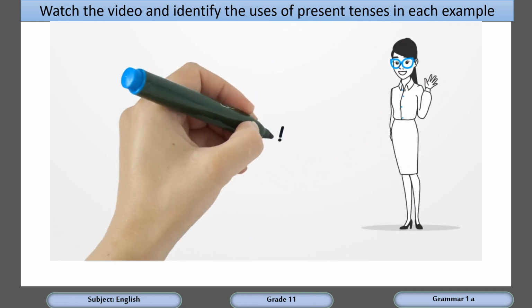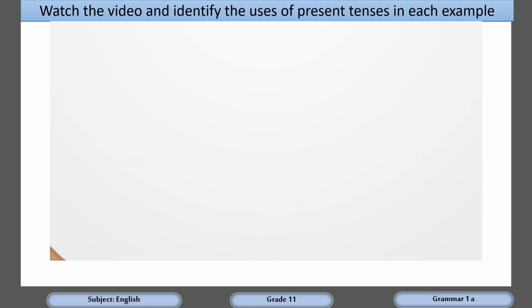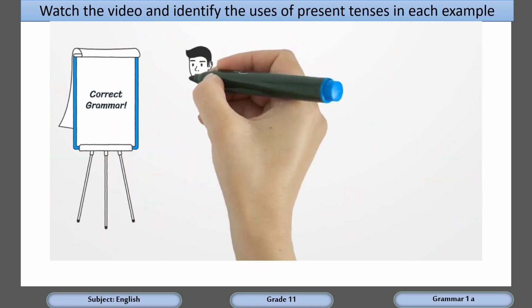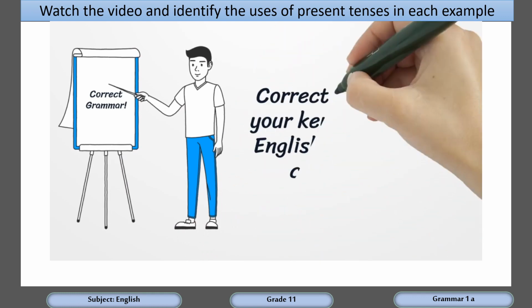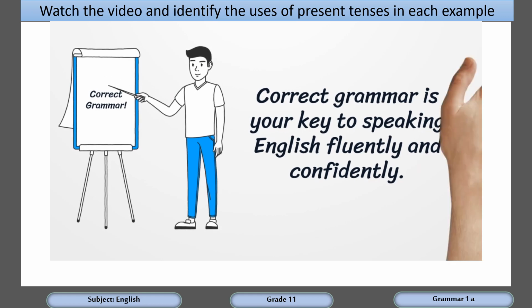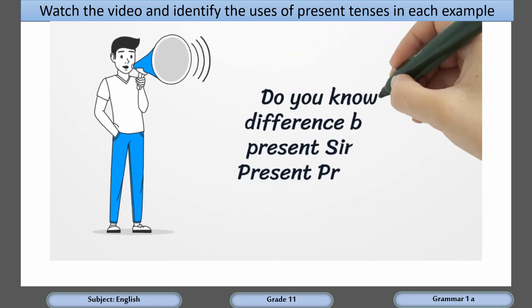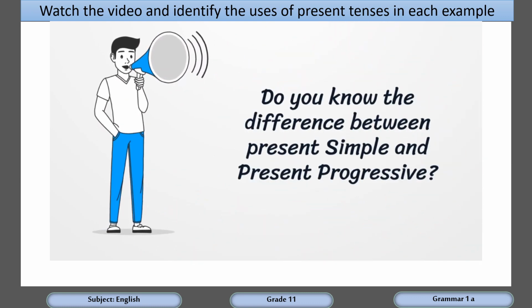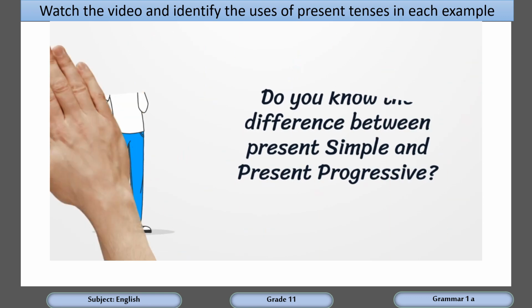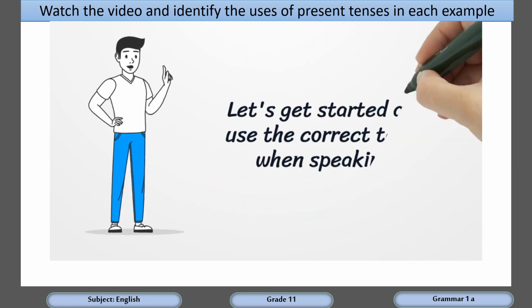Hello everyone. Do you find it difficult to use grammar accurately when speaking English? Remember, correct grammar is your key to speaking English fluently and confidently. So let's think about tenses when speaking. Do you know the difference between present simple and progressive? Let's get started and use the correct tense when speaking.